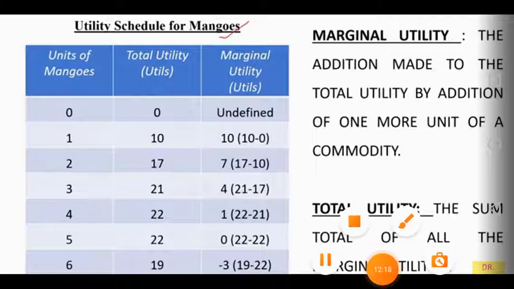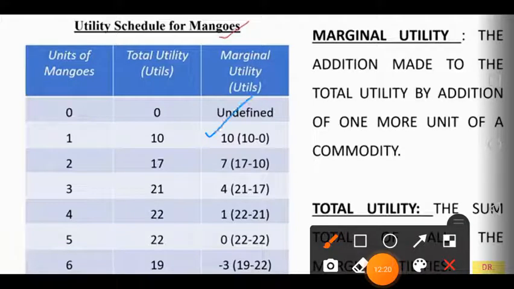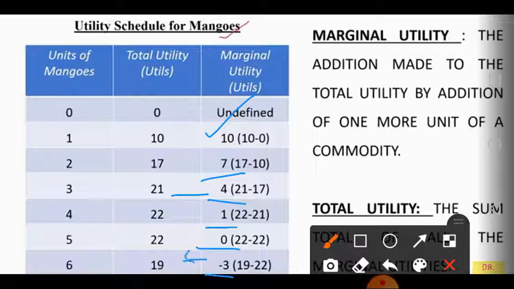So again check this. Level 1 पे 10 है, लेवल 2 पे 10 plus 7 is 17, 17 plus 4 is 21, 21 plus 1 is 22, 22 plus 0 is 22, and 22 minus 3 is 19. So it is the sum total of all the marginal utilities at each level. If we talk about level 3, we add the level 1, level 2 and level 3 marginal utilities, and we get 21.